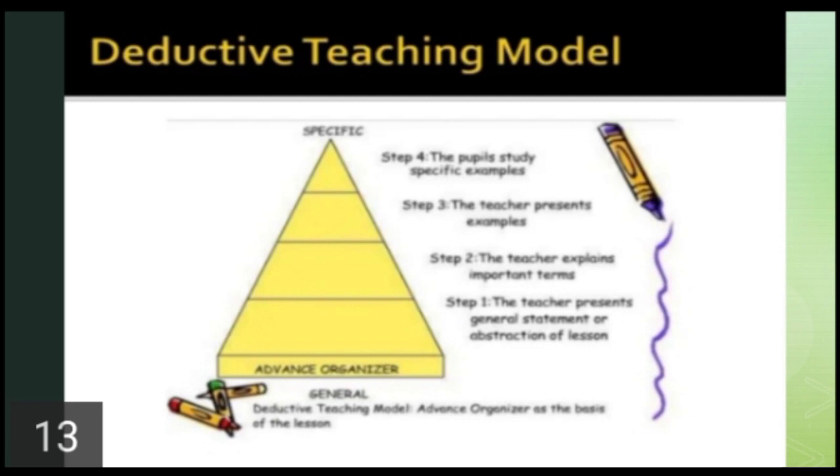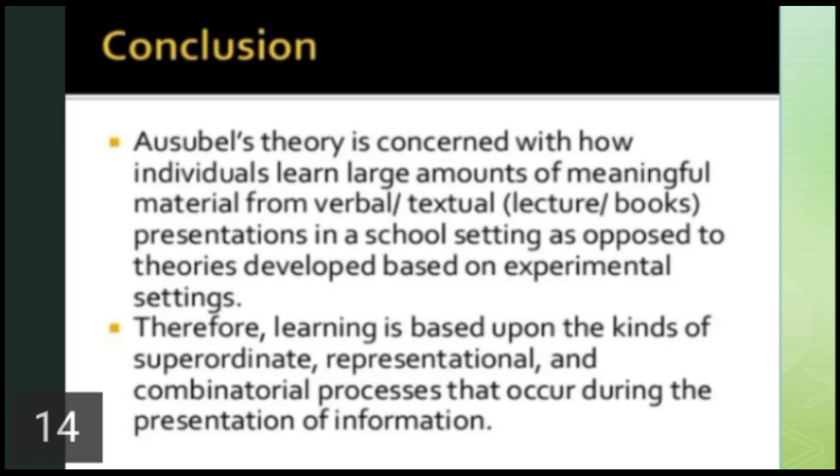In conclusion, Ausubel's theory is concerned with how individuals learn large amounts of meaningful material from verbal or textual presentations in a school setting as opposed to theories developed based on experimental settings. Therefore, learning is based upon the kinds of superordinate, representational, and combinatorial processes that occur during the presentation of information.